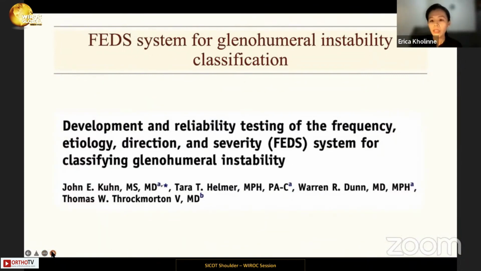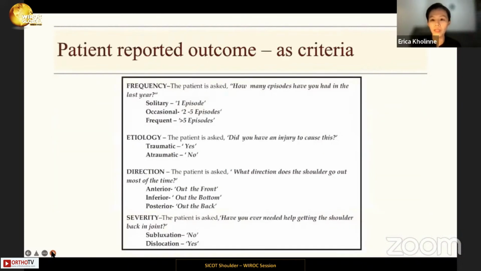And Dr. Kuhn in 2011 introduced this system, the acronym FATS, to classify glenohumeral instability, which later developed into a classification that can predict the likelihood of having surgery and perhaps provide prognostic insight. The FATS uses the patient-reported outcome as a criterion for diagnosis.